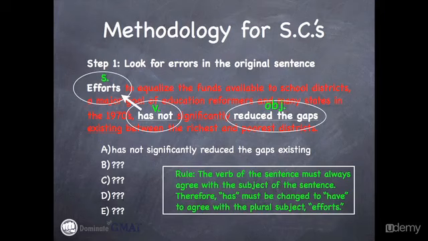So here's a rule for you. The verb of the sentence must always agree with the subject of the sentence, obviously. Therefore, the word has must be changed to have to agree with that plural subject, efforts. I have a question for you. Why can't we change the word efforts? Why can't we leave has? Has not could be correct, right?